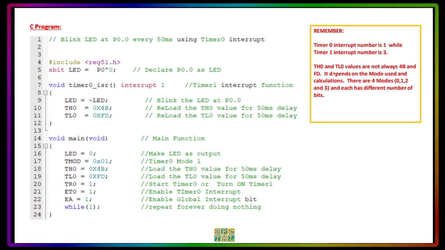Okay, so that's the note, or what you need to remember. The timer 0 interrupt number is 1, while the timer 1 interrupt number is 3.